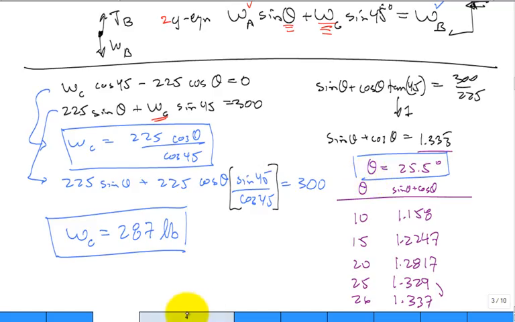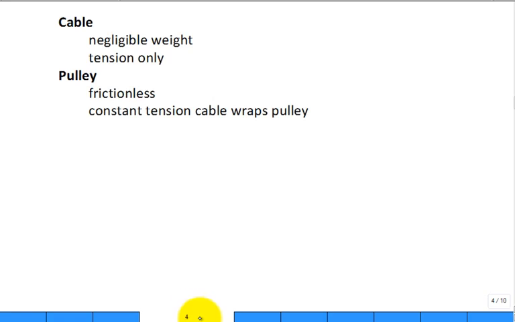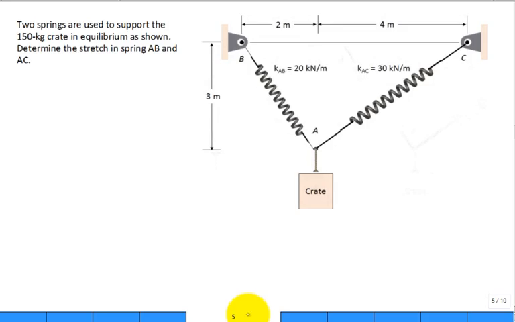Let's press forward. So we covered cables, we covered pulleys. They're all frictionless. We don't have any friction-filled pulleys. They all rotate easily. And the tension in the cable as it wraps around that pulley is the same. It's constant tension. All right. Oh boy, now we're going to have to cover springs.